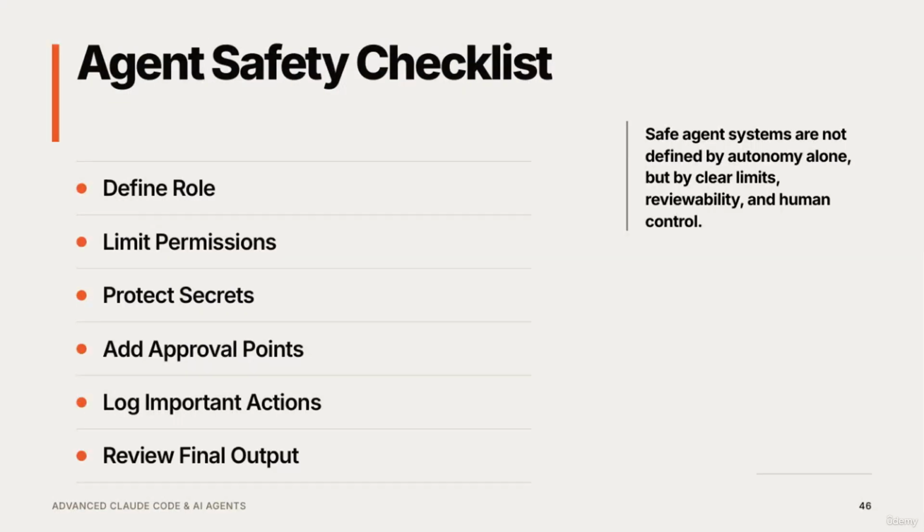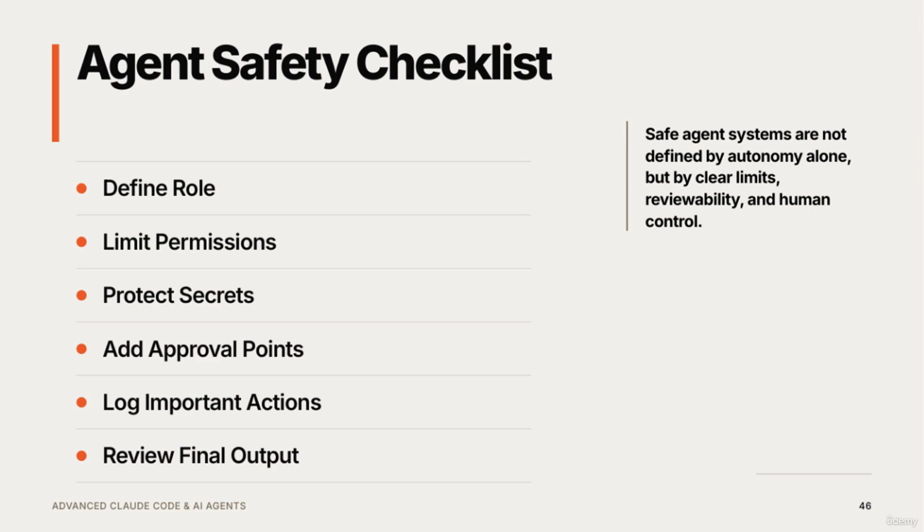Here, we emphasize that creating safe agent systems involves much more than just autonomy. First, defining the role of the agent is crucial. It clarifies what the agent is responsible for and helps set boundaries. Next, limiting permissions ensures the agent can only access what's necessary, reducing risks. Protecting secrets is vital to keep sensitive information secure. Adding approval points means that certain actions require human consent, adding an extra layer of oversight.